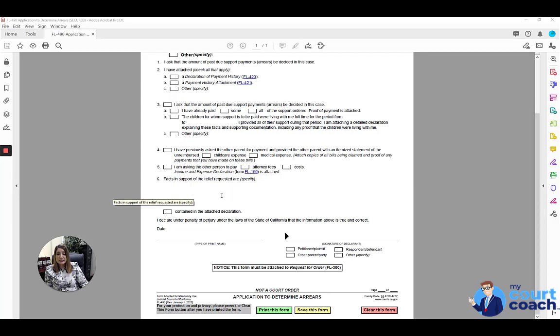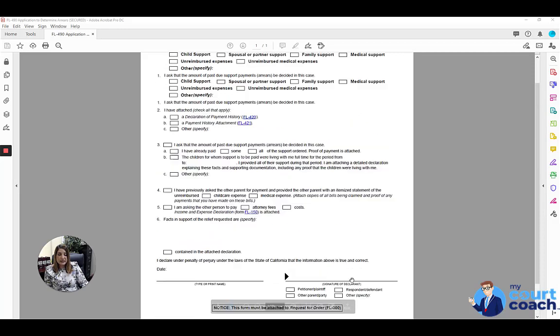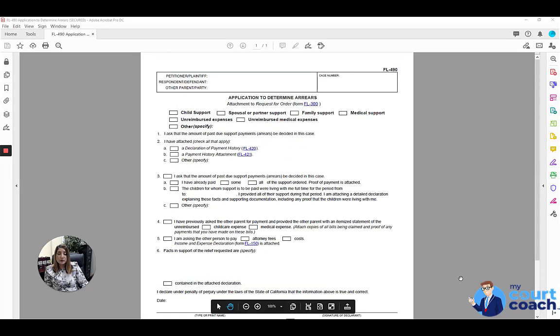If you need more space than this, then you can always attach a separate sheet of paper to this and just mark the box that says contained in the attached declaration. Finally, you want to fill in your name at the bottom, sign, date, and mark the box that indicates your role to the case. This is a form that has to be attached to a request for order. It's not a standalone form. Once you fill this out, it is ready to be filed as part of your request for order.